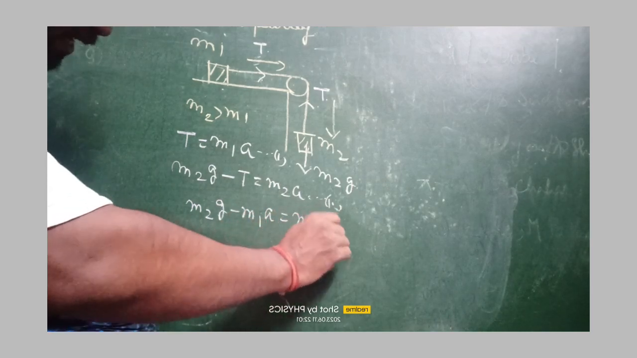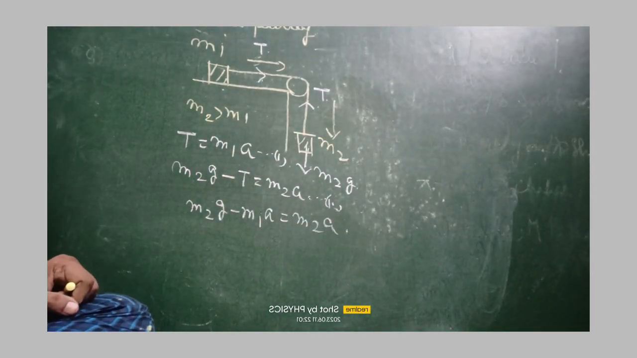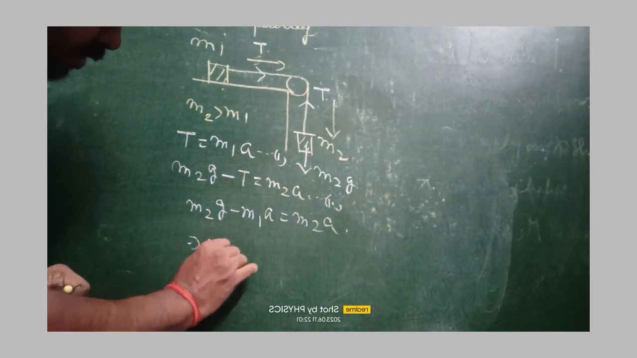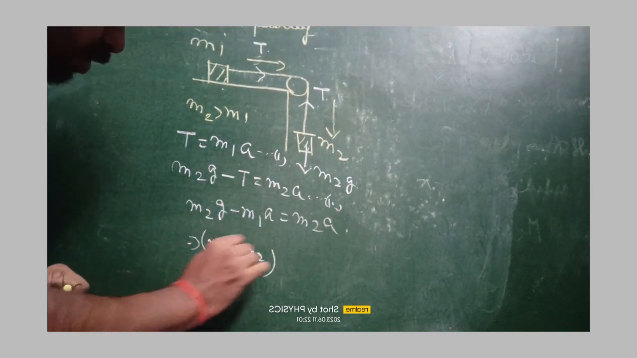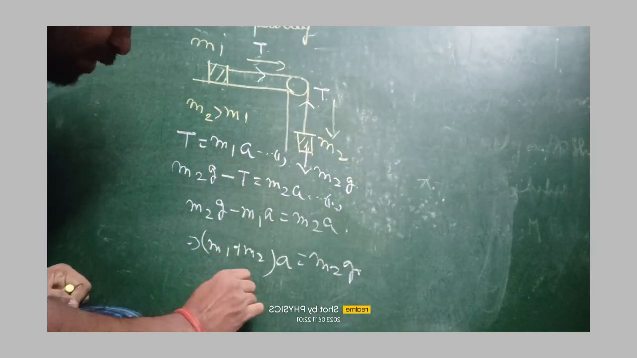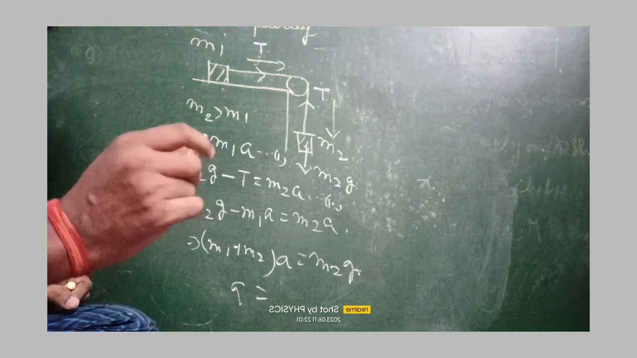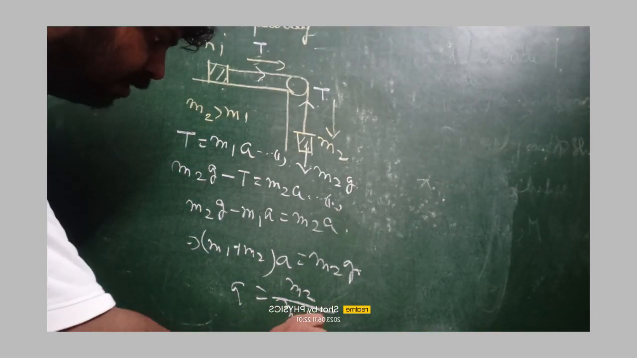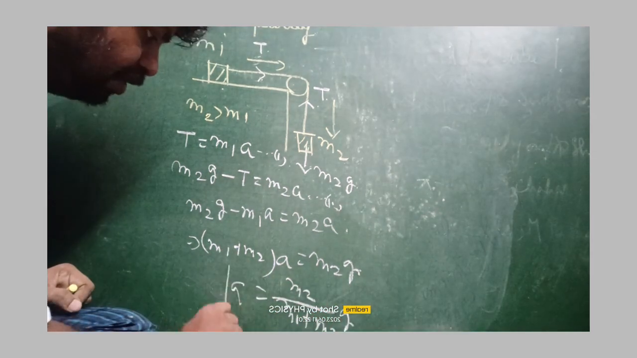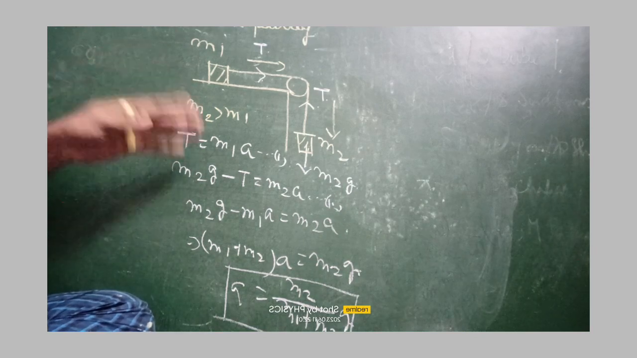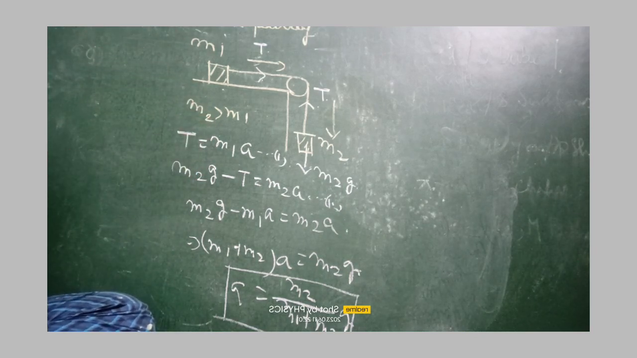Now solve it, just replacing the T, we have M2G minus M1A equal to M2A. We have M1 plus M2 into A is equal to M2G. So A is equal to M2 by M1 plus M2 into G. That's the acceleration of the system.